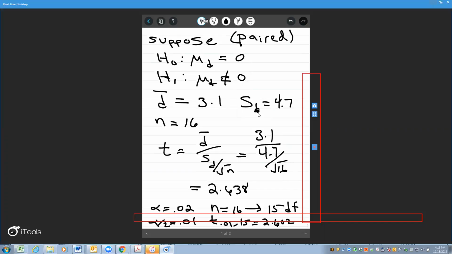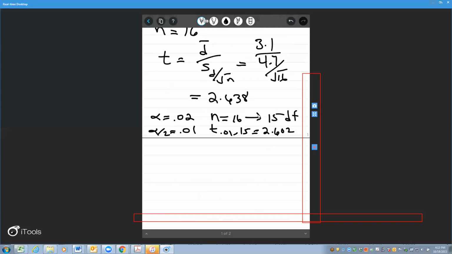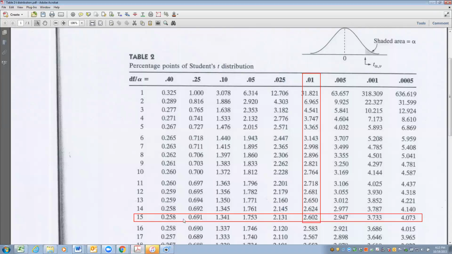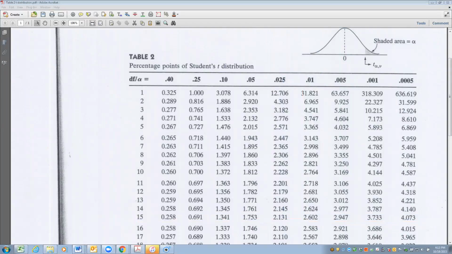How would I calculate the p-value? Well, if I go back to my t-table, I'll look for 2.638. I notice that that is on the 15 row.